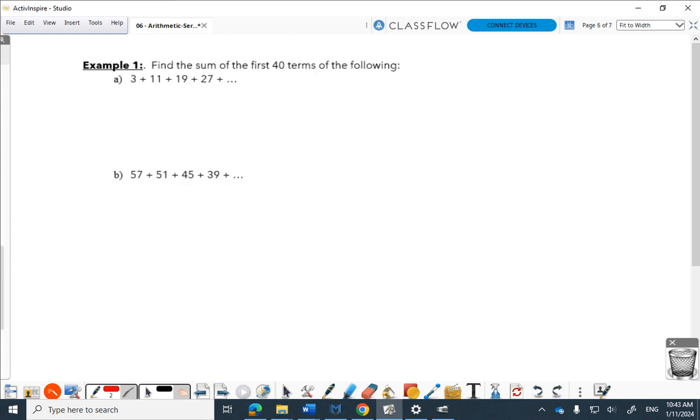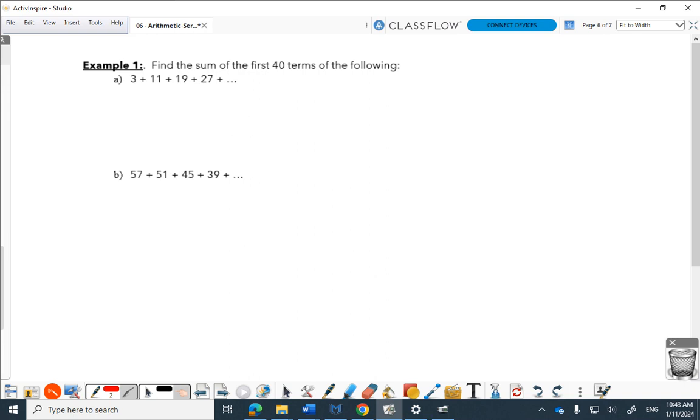Boom, done. Using these is no harder than using the other formulas we've been using. It says find the sum of the first 40 terms of the following. Only one decision to make. Can I get a and d, or do I have the last term? In this one here, do I have the last term? No, so you're going to want the first formula.